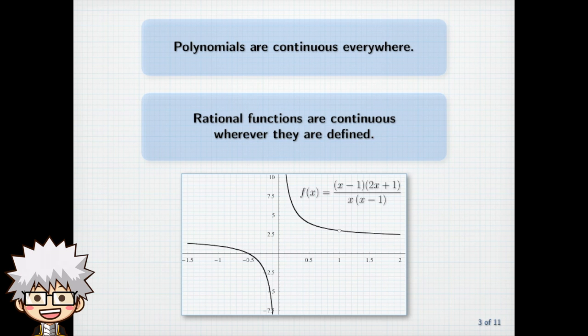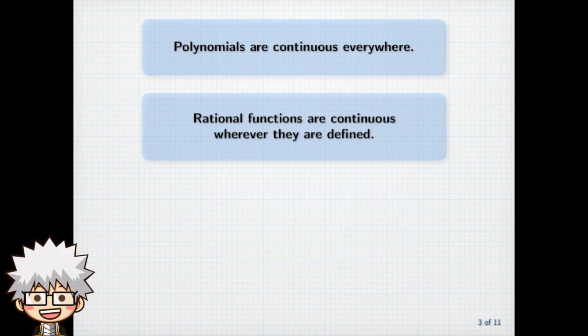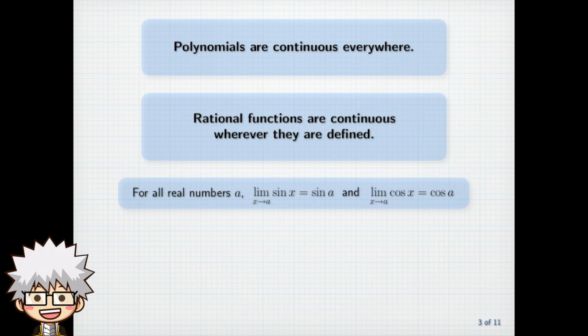from the denominator. Also recall that for all real numbers a, the limit as x approaches a of sine x equals sine a, and the limit as x approaches a of cosine x equals cosine a. In other words, sine and cosine are continuous everywhere.